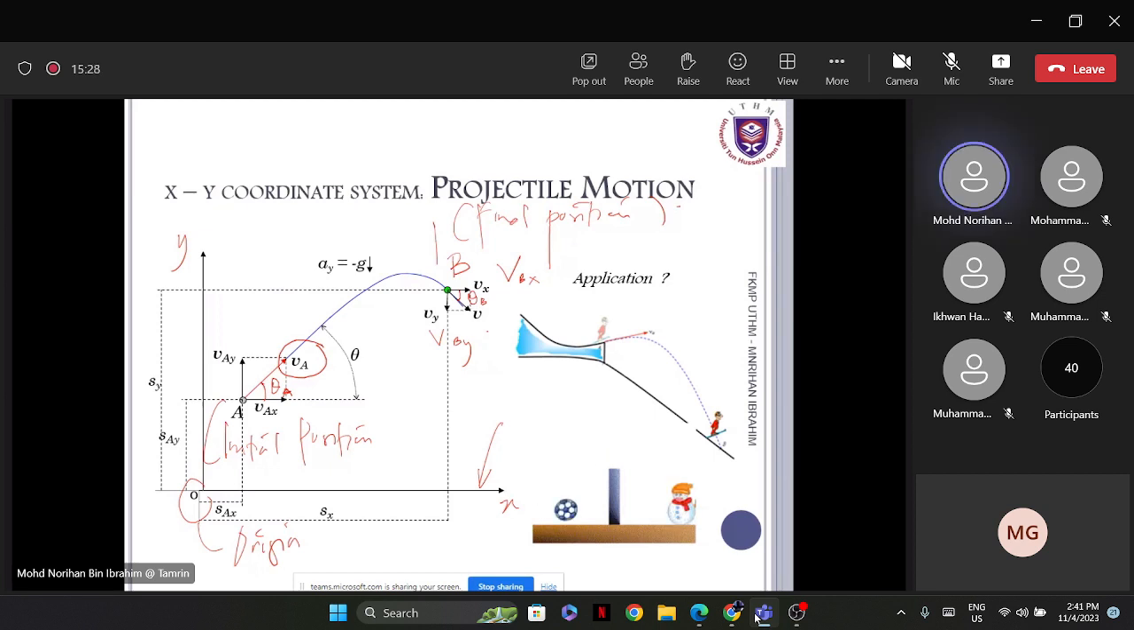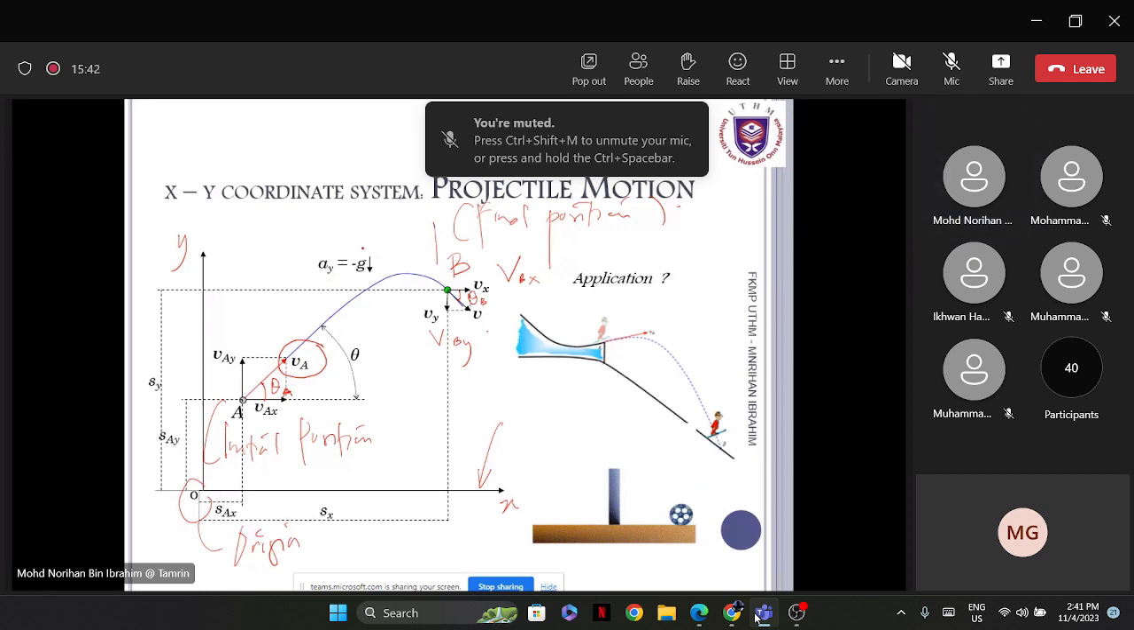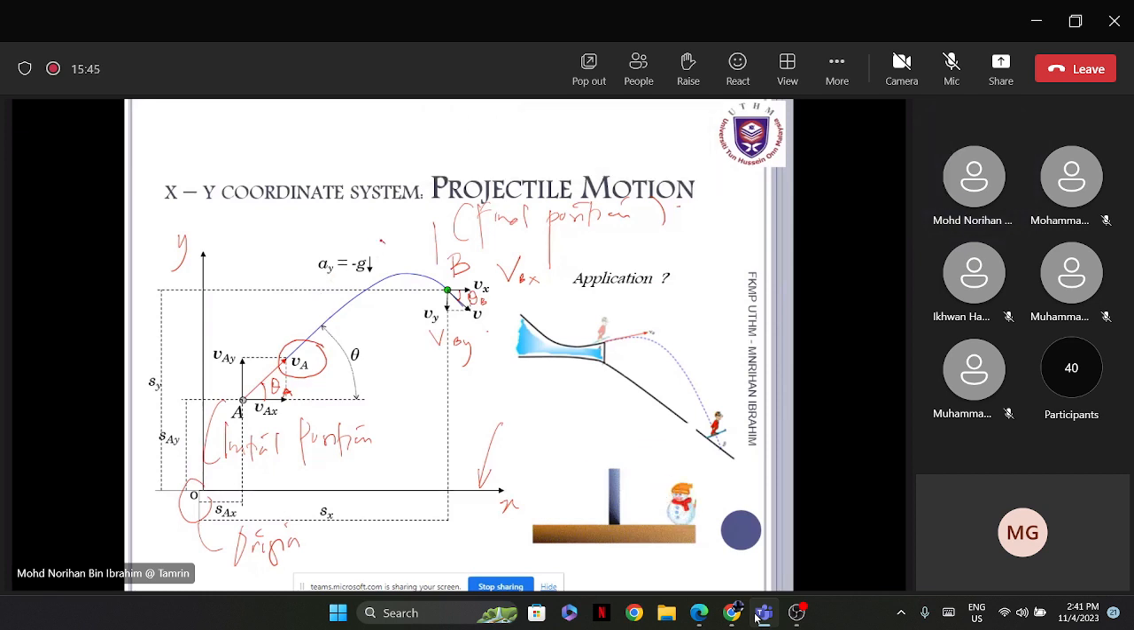So we need to follow the step-by-step linear method of solutions. And since we establish this x, y as our positive sign conventions for these projectile motions, remember that the gravitational acceleration is equal to negative g, which is directed downward. It is always directed downward.